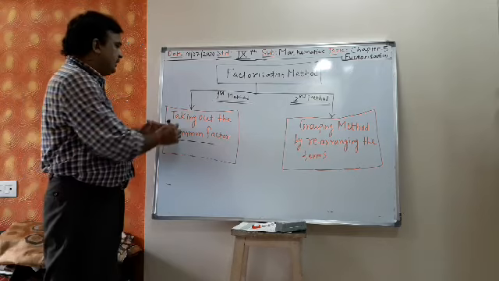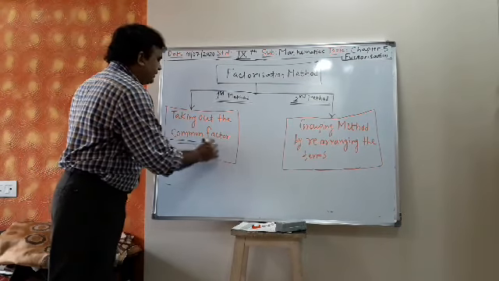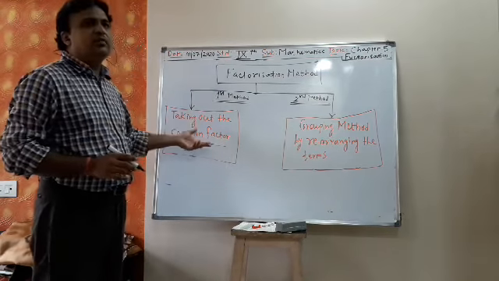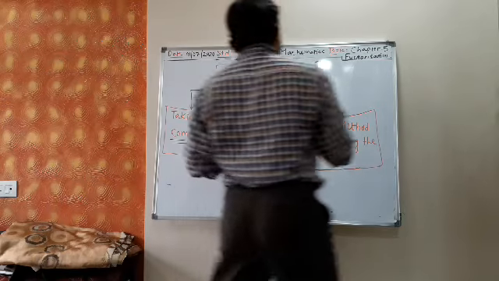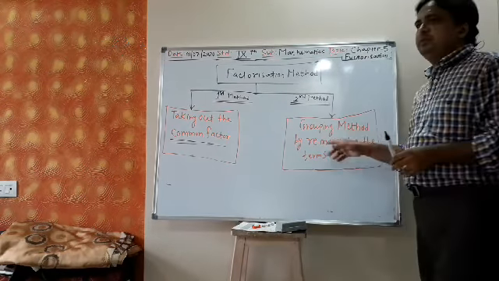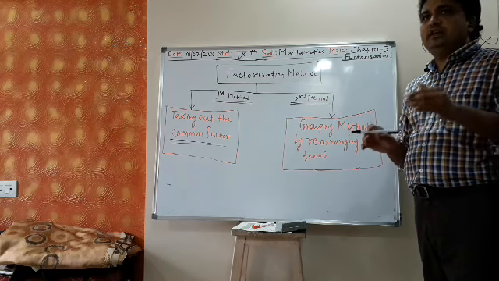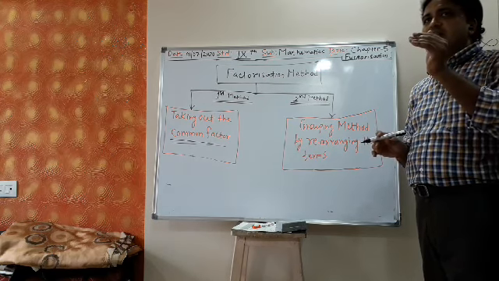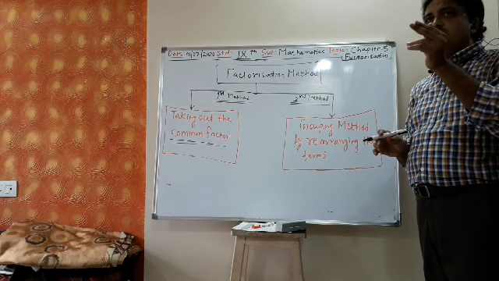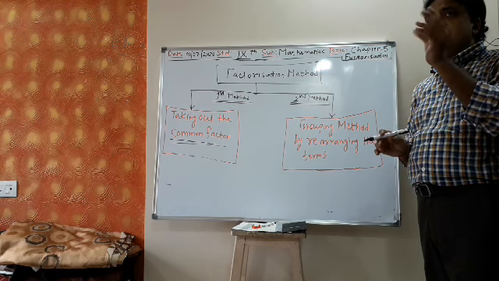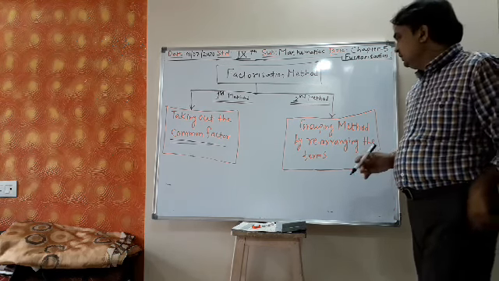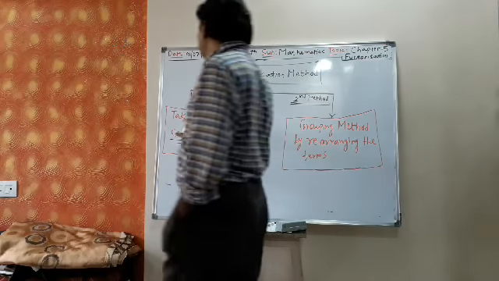So first method, taking out the common term or factor. Second method is grouping method. Grouping method means you have to rearrange the terms. You have to take the same numbers in one group. So grouping method and taking out the common factor.